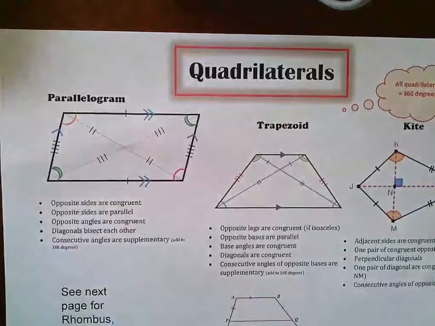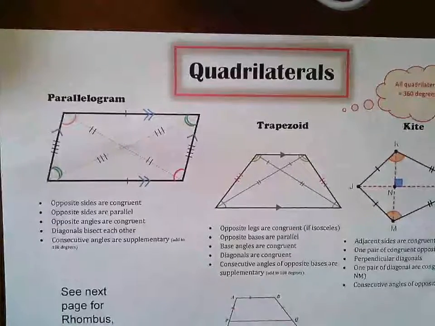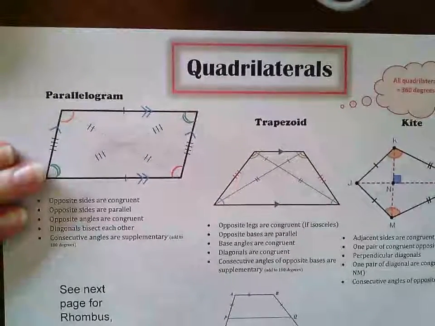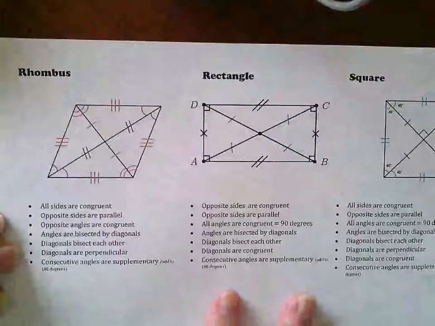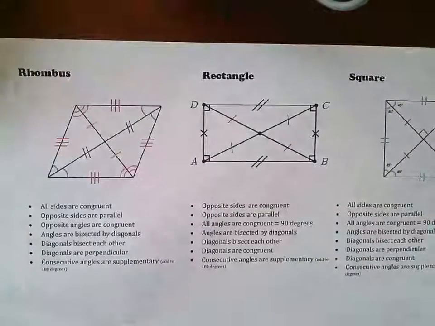This is everything you thought you wanted to know, but didn't know you needed to know, but need to know about a quadrilateral. So I'm going through all six different ones here: parallelogram, trapezoid, kite, and then on the back side, you'll see rhombus, rectangle, and square. You can find this on your classroom.